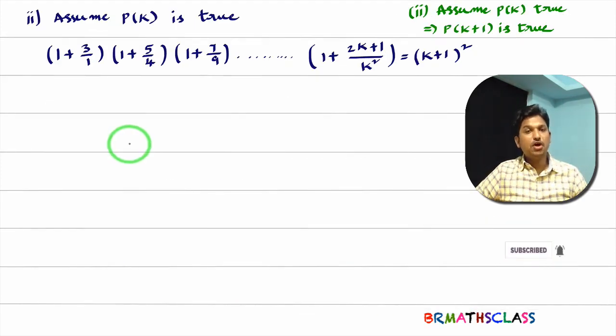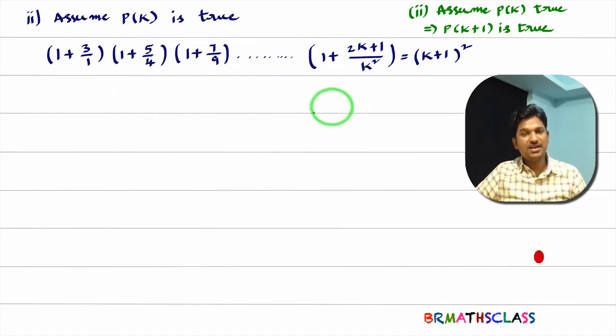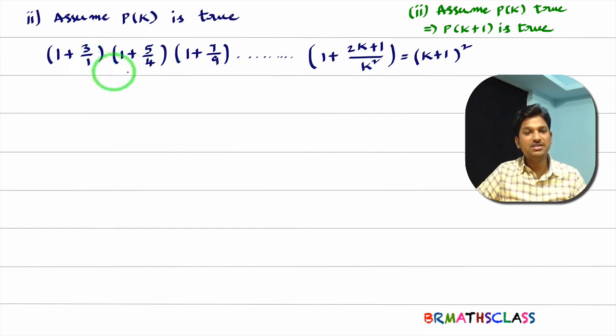In almost all the problems after this step, we will add a term on both sides. But you observe this problem. This problem is different compared to earlier problems because there is a multiplication of terms. So instead of adding a term on both sides, for this problem, we will multiply on both sides.